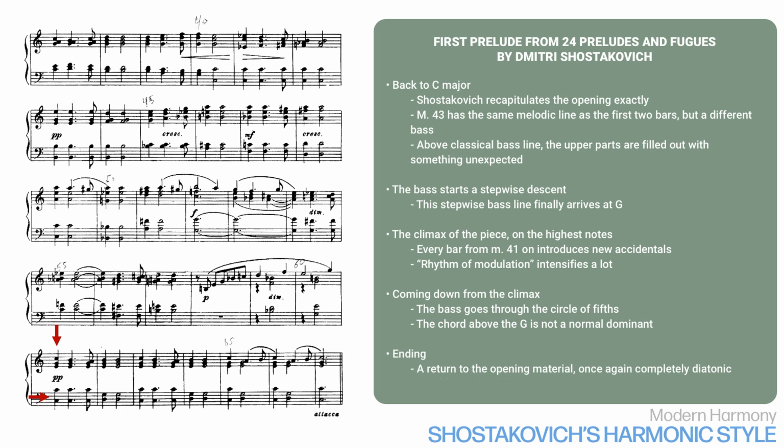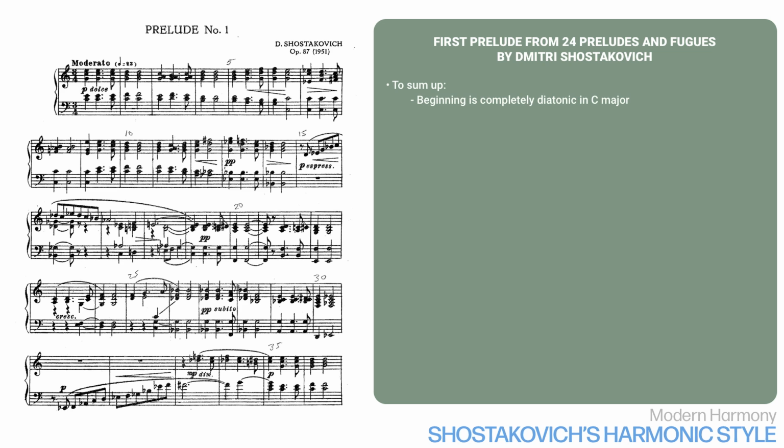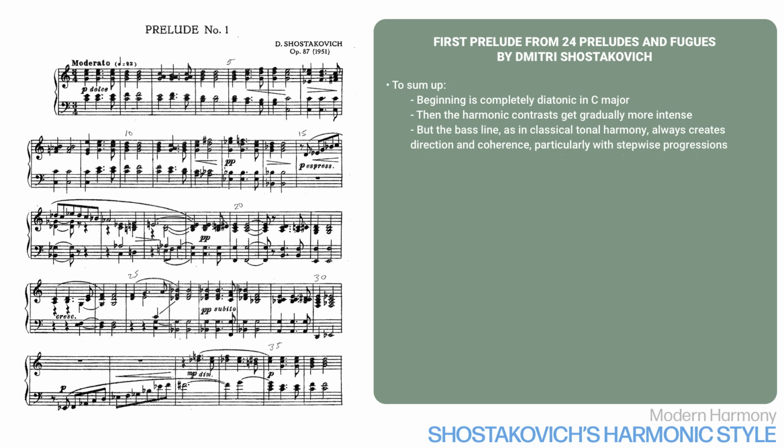Now the bass alternates between C and D, the latter acting as a sort of neighbor note dominant, and then ends with the tonic. To sum up, the beginning is completely diatonic in C major, and the harmonic contrasts get gradually more intense. But the bass line, as in classical tonal harmony, always creates direction and coherence, particularly with stepwise progressions. The harmonic surprises are always arrived at with smooth voice leading, typical of linear harmony.